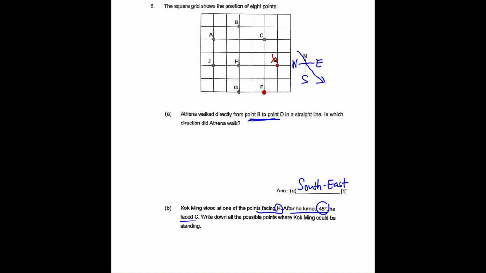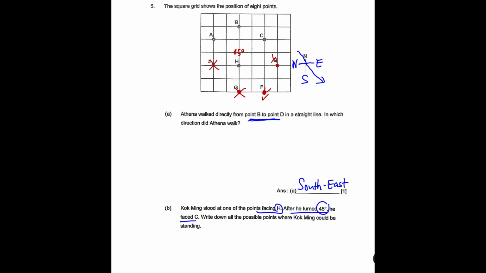If he was facing H, and he were to turn 45 degrees, okay, yes, if he turns 45 degrees clockwise, he'll be facing C. So F is one of the possible points. Next, let's take a look at G. If he was standing at G facing H, turning 45 degrees, he should not be facing any point actually. Now, if he was standing at J facing H, and if he were to turn 45 degrees, not facing any point either. Okay, so J is out.